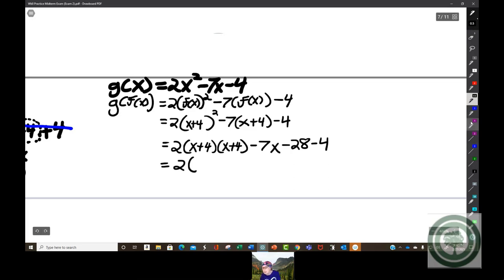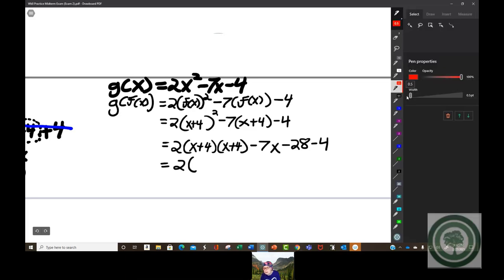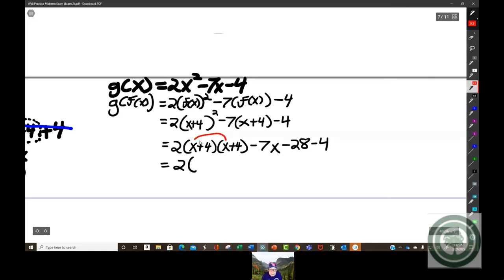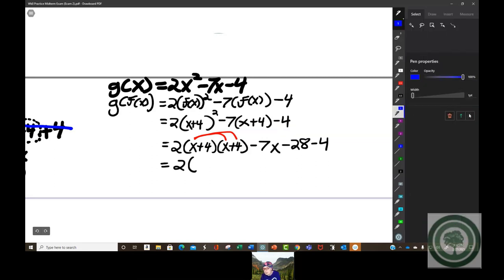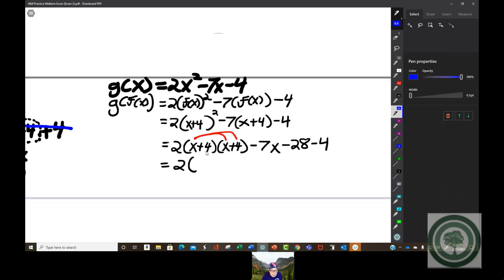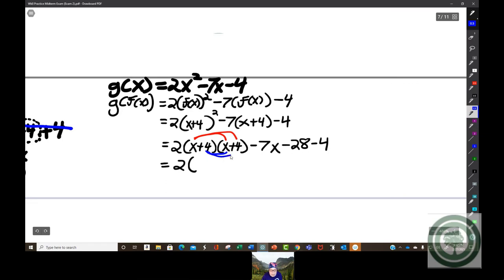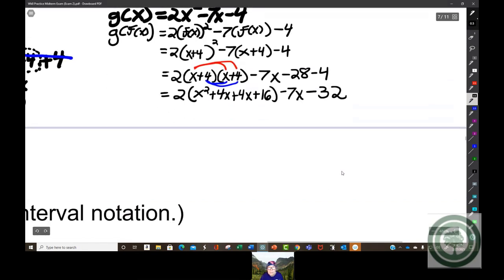Okay, so now I'm going to do my usual deal here. X times X, X times 4. Four times X and four times four. Okay. So this will be X squared plus four X plus four X plus four times four, which is 16, minus seven X. Minus 28 minus 4 is minus 32.